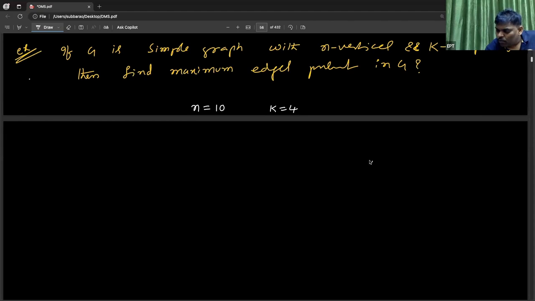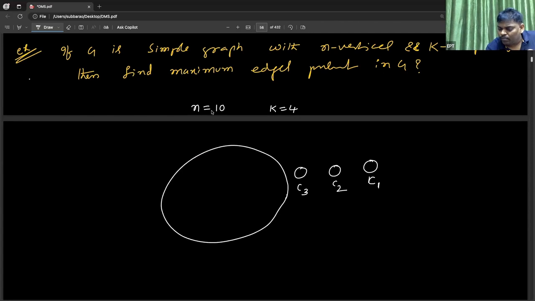One component contains one node. One more component contains one more node. One more component contains one more node. So that the next one contains more. The next one contains all the remaining. Out of 10 vertices, 3 are out, 7 are here. With the 7, the maximum number of edges possible is 7 into 6 by 2. Outside there is no edge. This entire thing is one graph.